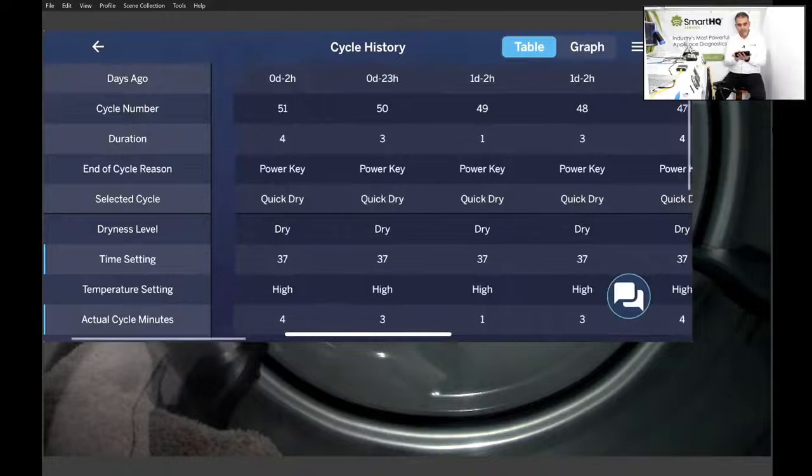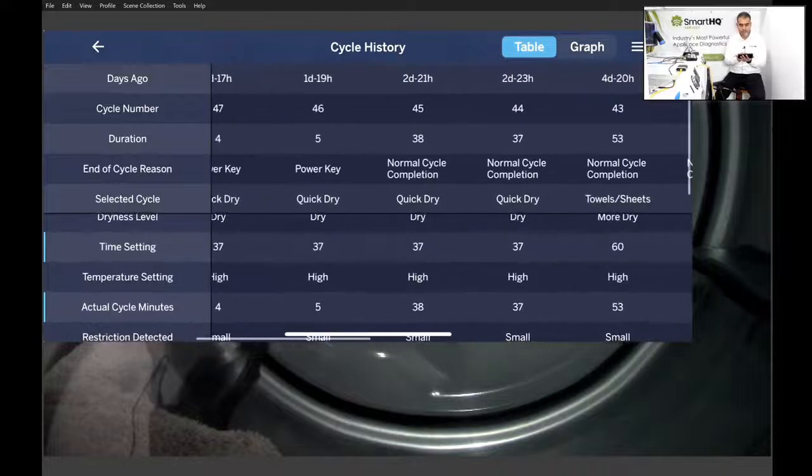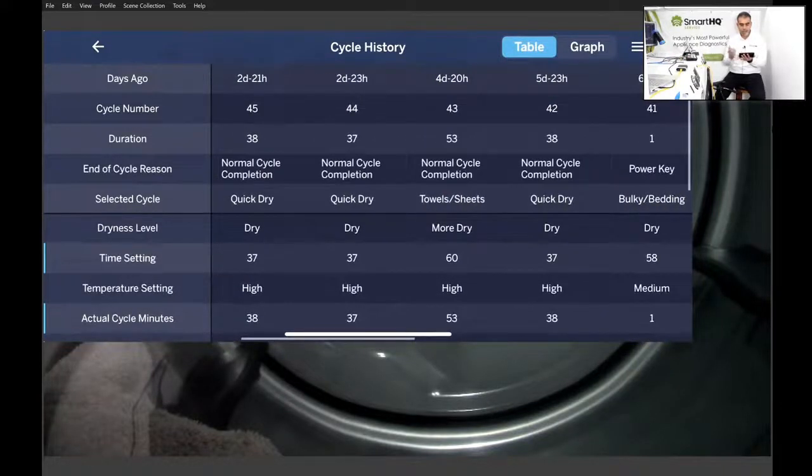Now, take a look at these cycles, right? Cycle number 51, 50, 49. It tells you the duration time. These have been just short tests I've been running, so obviously the duration time is very low. But if I go back here, I can see other cycles took 38 minutes, 37 minutes, 53 minutes, so on and so forth, all right?